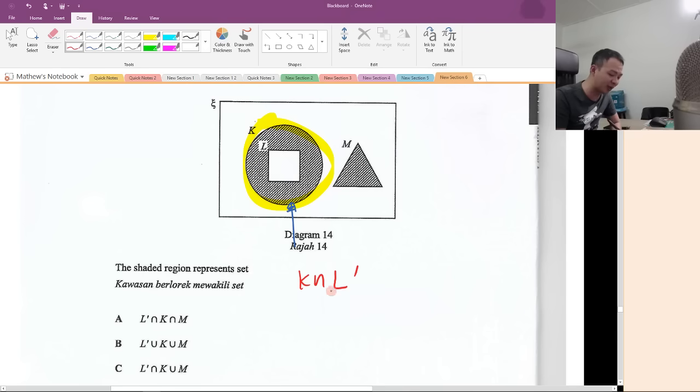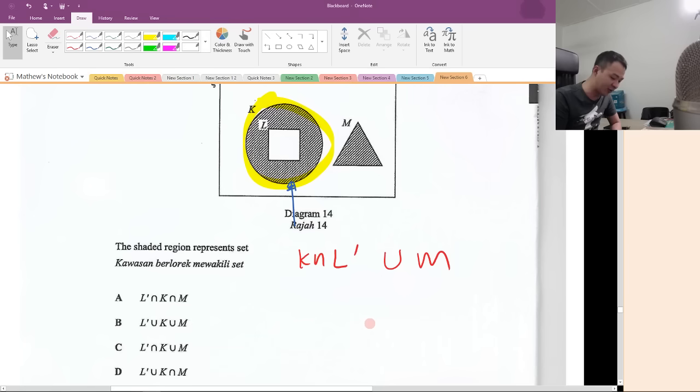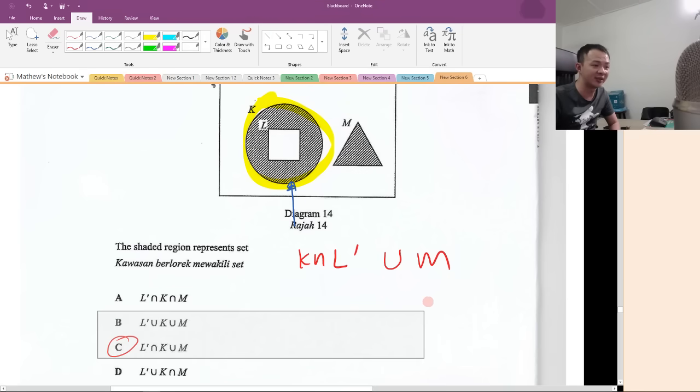You cannot do union, because then it's K union L complement, right? You actually need to shade everything outside of K as well. Then the whole thing goes to union M again. So L complement intersect K and union M. So the answer is C. Alright, so this one is actually quite easy.